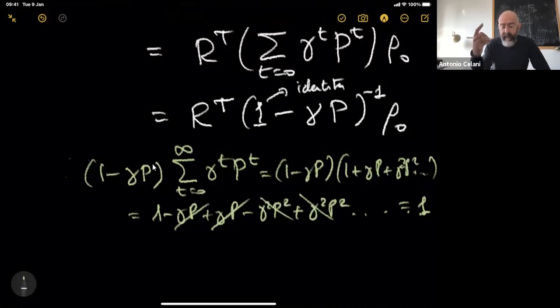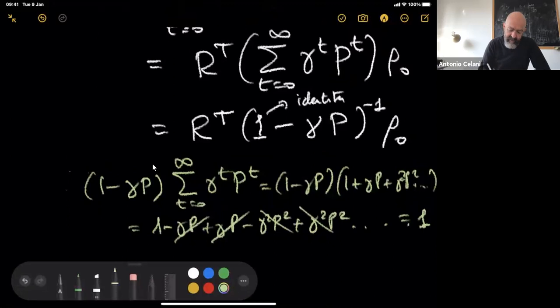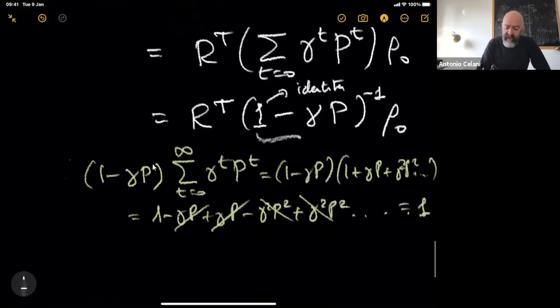What is the important point? The important point is that this series here must converge. If it converges, then you can write it like this. Or in other words, that's the same statement: this matrix here must be invertible.